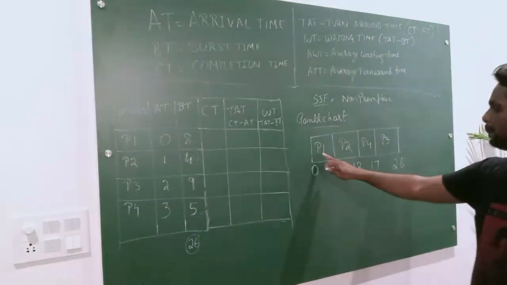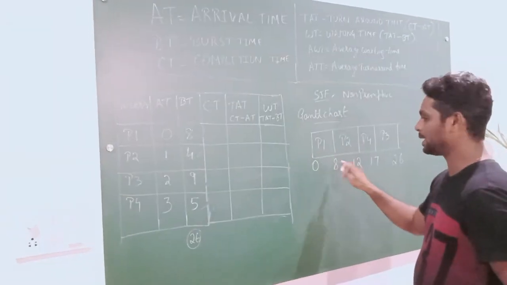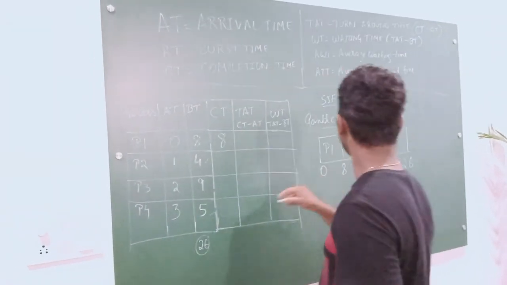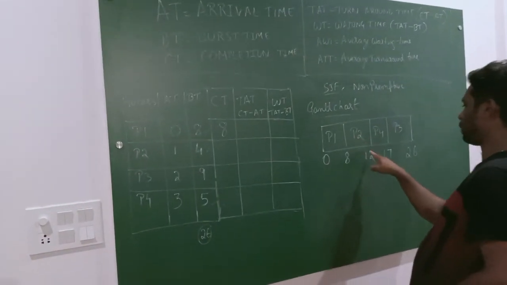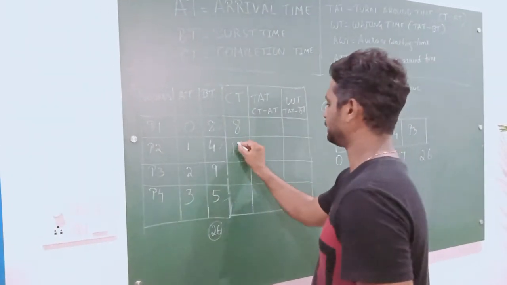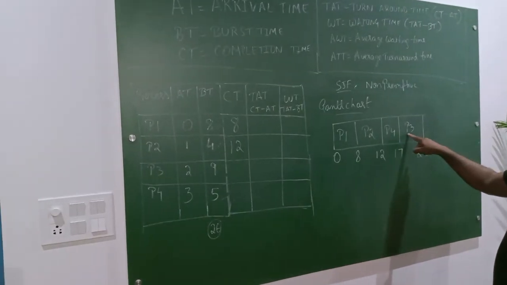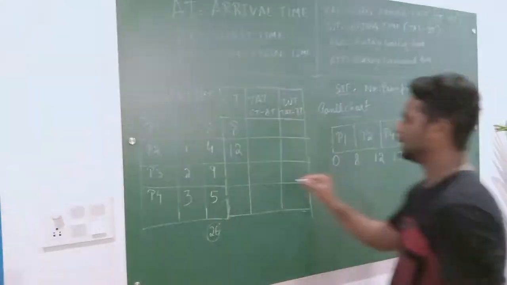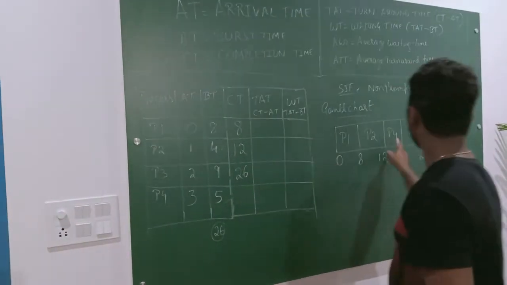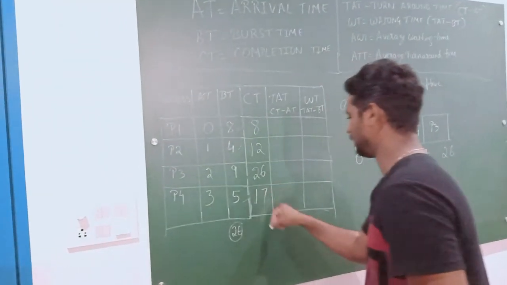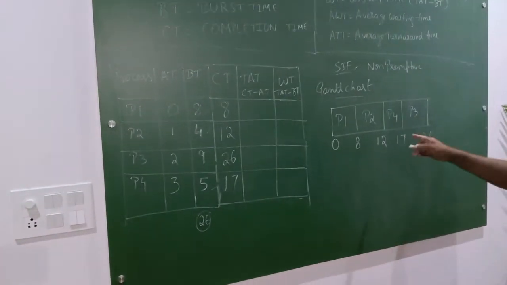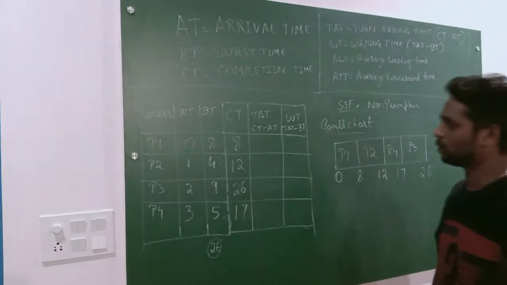Now completion time. P1 completion time is 8. P2 completion time is 12. P3, just see where the process is; it may not come in the same order. Here, P3 is 26. P4 is 17. Hope you are clear. If you know this, it is easy to calculate turnaround time.